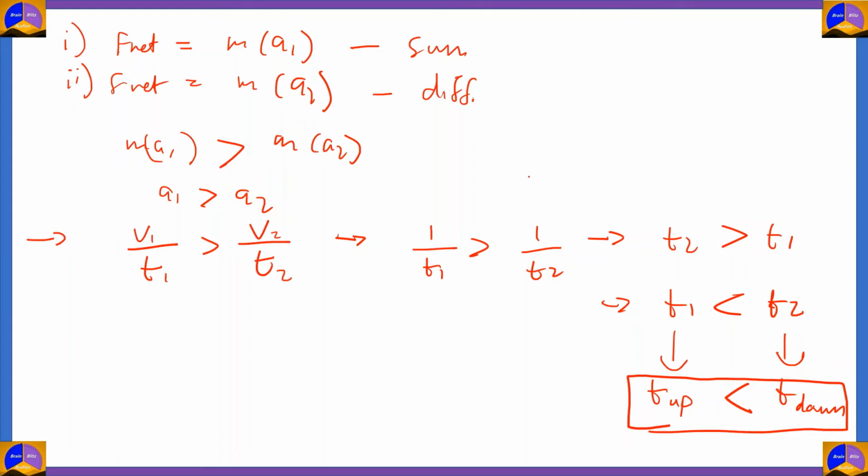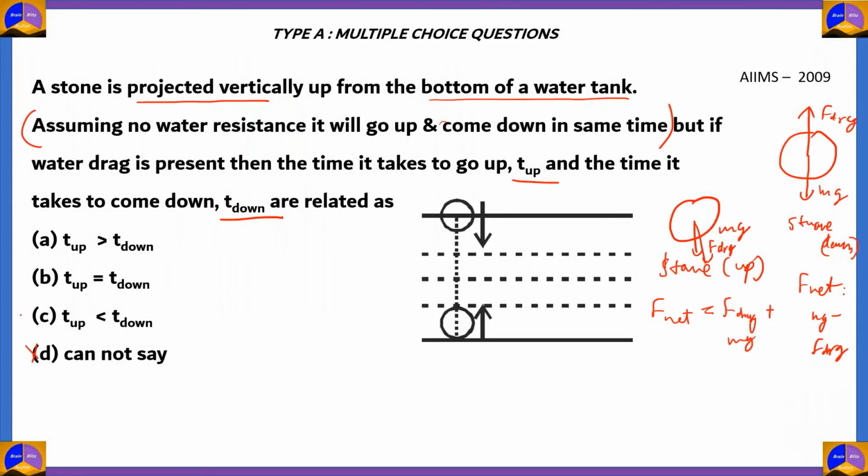And since acceleration is inversely proportional to the time taken, we can conclude that the first time taken will be less than the second time taken. And that makes option C the right option. Option B is the case where no water resistance is present, so it's incorrect in this scenario. And option A, T up is greater than T down, happens when the opposite happens, so that is also incorrect.